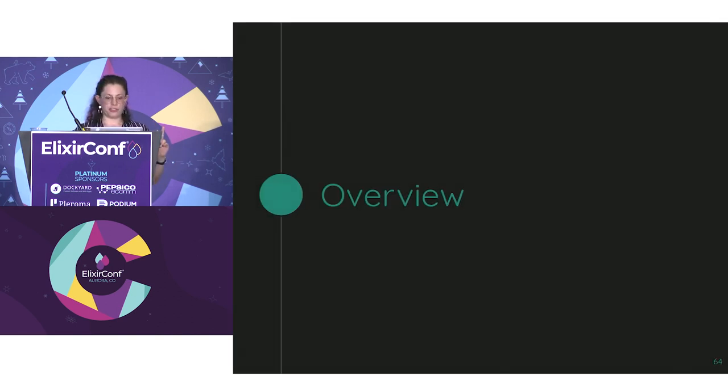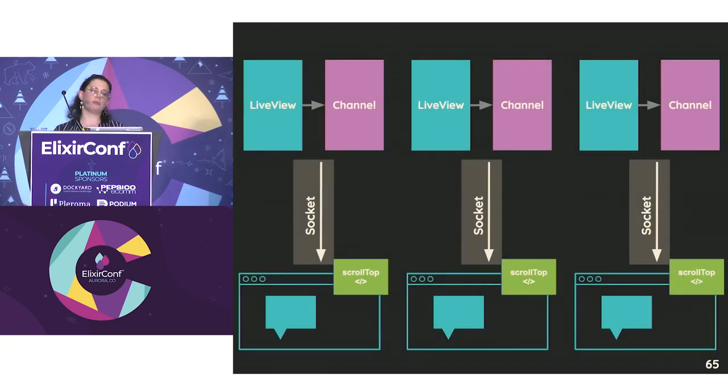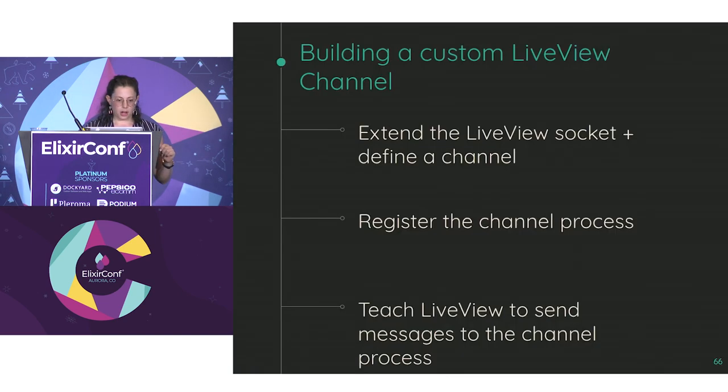So here's an overview of the setup that we're going for. Each LiveView process is going to get its very own sidecar channel. This channel will be joined over the LiveView socket when LiveView first renders the template. And then later, when a user submits a message, we will have LiveView send a message to its sidecar channel, which will in turn push it down to the front-end client, which can fire our scroll top adjustment for the chat window.